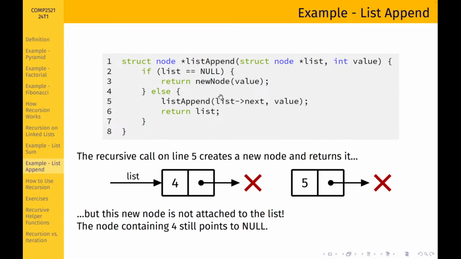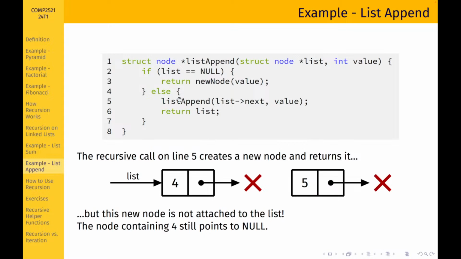So this function call is going to return a new node containing the value that we're trying to insert, which is 5. The problem is that we're not doing anything with the node after it gets returned from this function. So the node is just sitting there and it's not getting linked to the list.